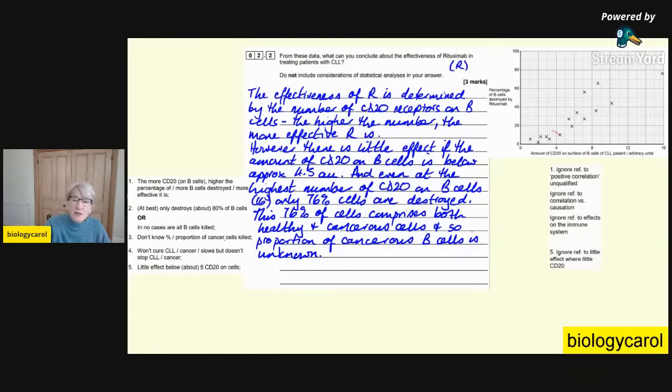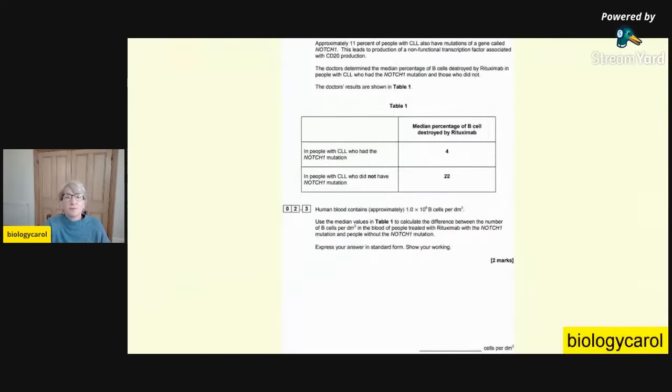So, here is the mark scheme, here are the notes, and here are the marks that I got from the mark scheme. So I ended up picking up 4 marks, but of course there was only a maximum tariff of 3 on that question. So here it says approximately 11% of people with this cancer also have mutations of a gene called Notch1. This Notch1 gene leads to the production of a non-functioning transcription factor.